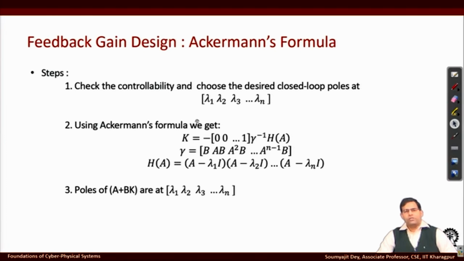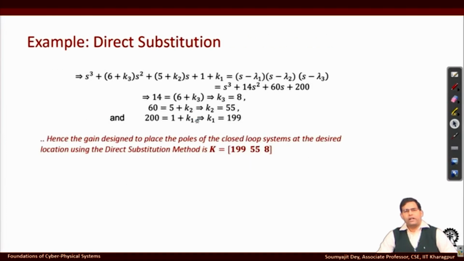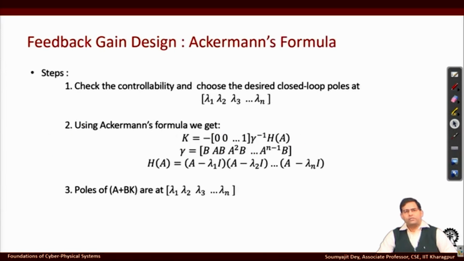So that's about the way in which you do direct substitution. There is also another technique which is basically the same one, but it tells you how to do it using just a standard matrix multiplication formula. The first step is the same. You check the controllability using the similar idea that we gave, and you choose the desired closed loop poles at these locations like we have discussed here. And then you just apply this Ackermann's formula. Now what is the formula?